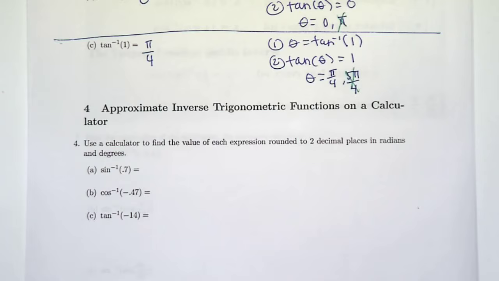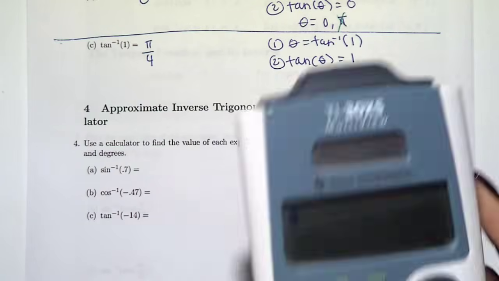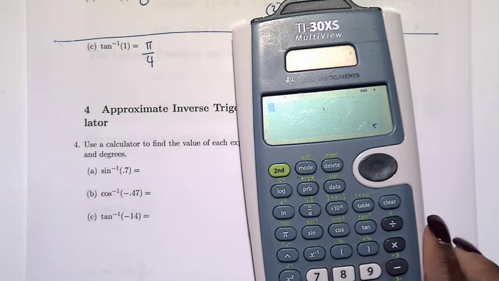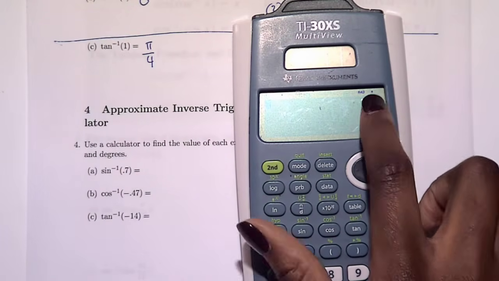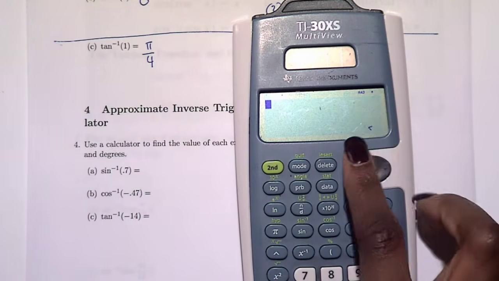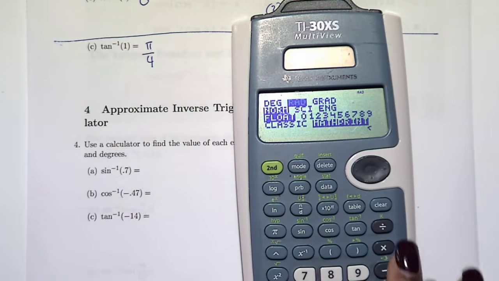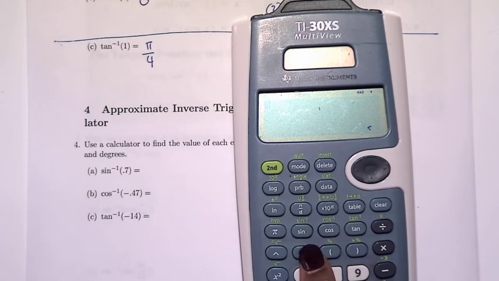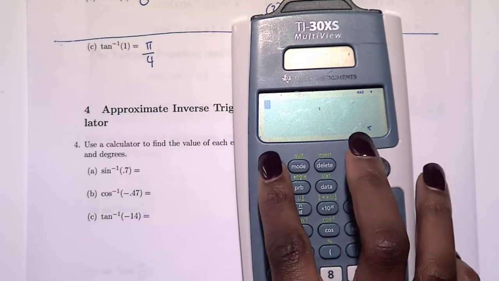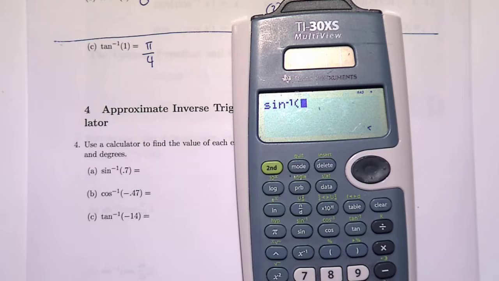All right, so for the first one, sine, we want to find it in radians and degrees. So sine of 0.7, we want to make sure our calculator is in radians. If you don't know where to find it, just hit the mode button. Make sure radians is highlighted. Sine inverse is in green above the sine symbol, so we have to do second. To do our sine inverse, put in 0.7, and we get 0.78.